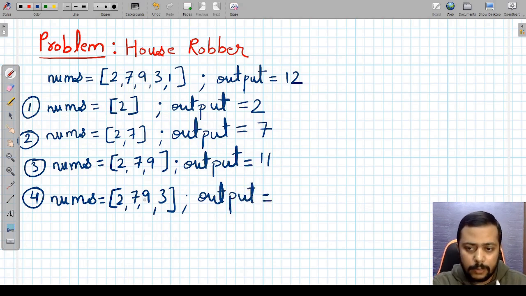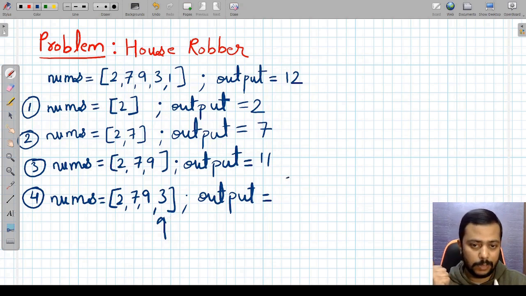Again, let's try to break it down the way we broke it down when we had three houses. We started from the very last element. So let's say here also, now I am at value 3. I have two choices: either I can rob the current house or I can not rob the current house. So let's go by the choice where I am first of all robbing the current house.